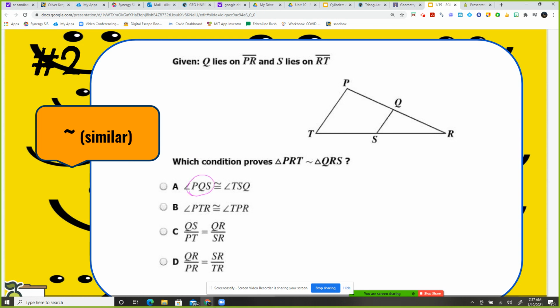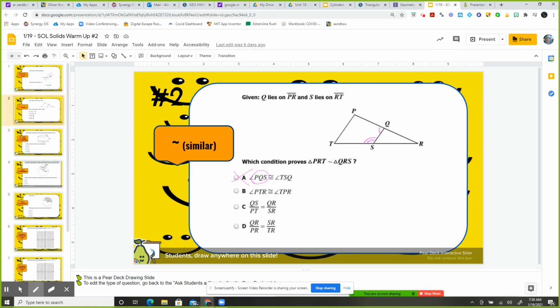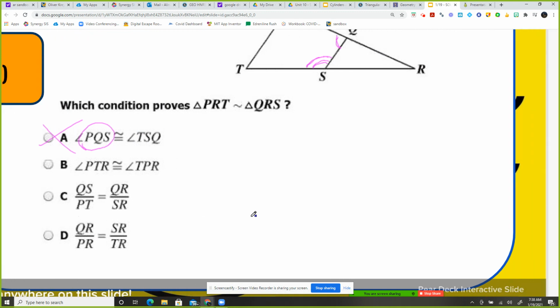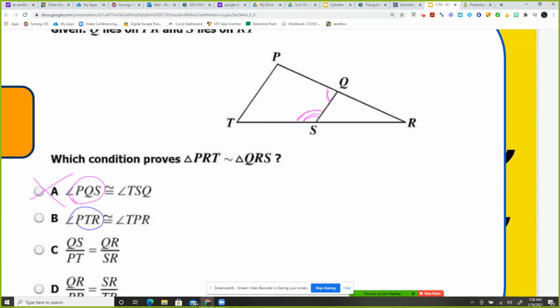So angle PQS is this angle, and TSQ is this angle. They are not congruent, so that is not the right answer. I'm just going to get a different color. Then we come back here, PTR. So PTR is this angle. And then TPR is this angle. Those are also not congruent, so that can't work.